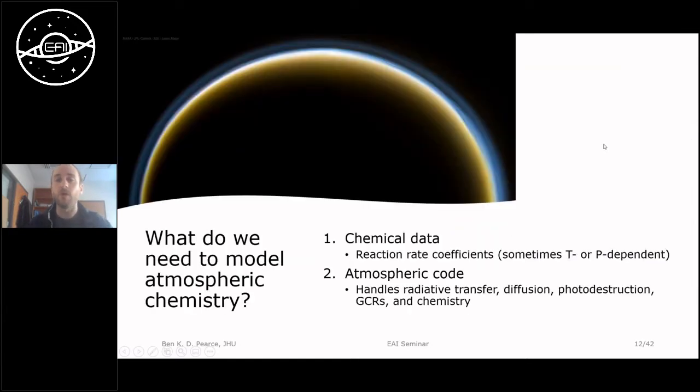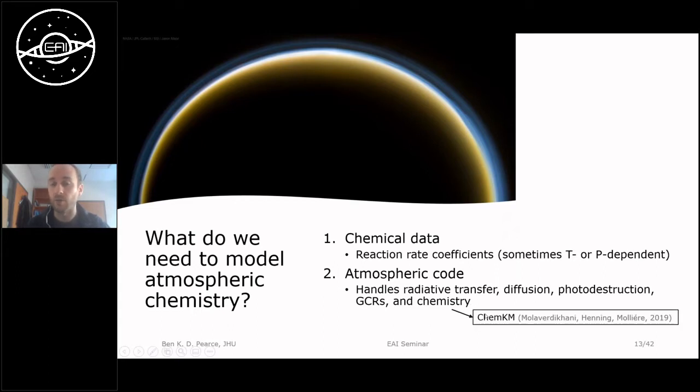So we model atmospheric chemistry, and what do you need to model atmospheric chemistry? Well, you need chemical data, you need your chemical network, which is a collection of reaction rate coefficients as a function of temperature and pressure. And you need an atmospheric code, which handles the rate of transfer from the star through the atmosphere, through the atmospheric layers, diffusion of species through the atmospheric layers. You got photodestruction, galactic cosmic ray chemistry, and it also runs your chemical network.